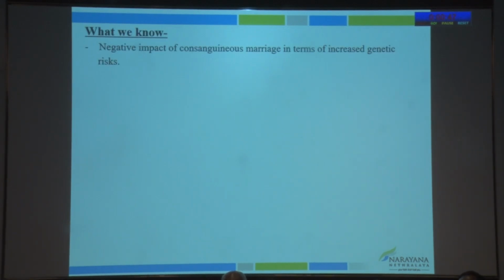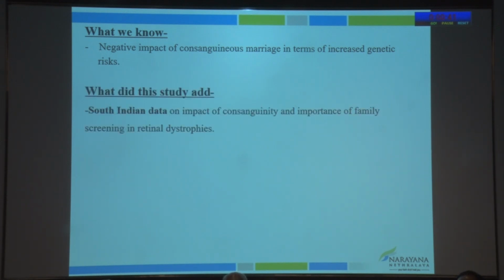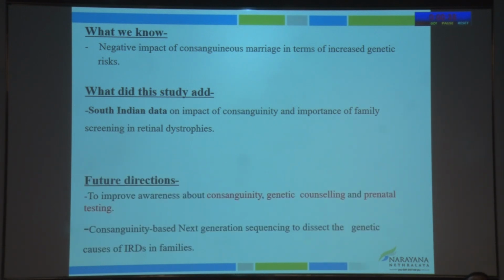To conclude, what we knew was the negative impact of consanguineous marriages in terms of increased genetic risk. What our study added was South Indian data on the impact of consanguinity and the importance of family screening in retinal dystrophies. The future directions would be to improve awareness about consanguinity, genetic counseling and prenatal testing, and consanguinity-based next generation sequencing to dissect the genetic cause of inherited disorders in families.